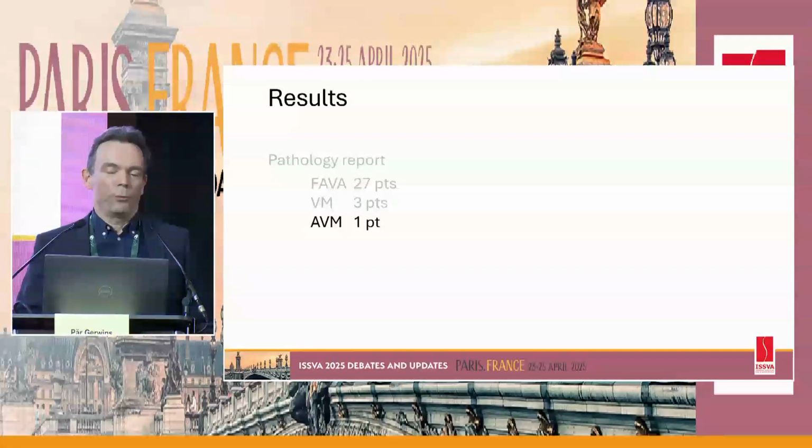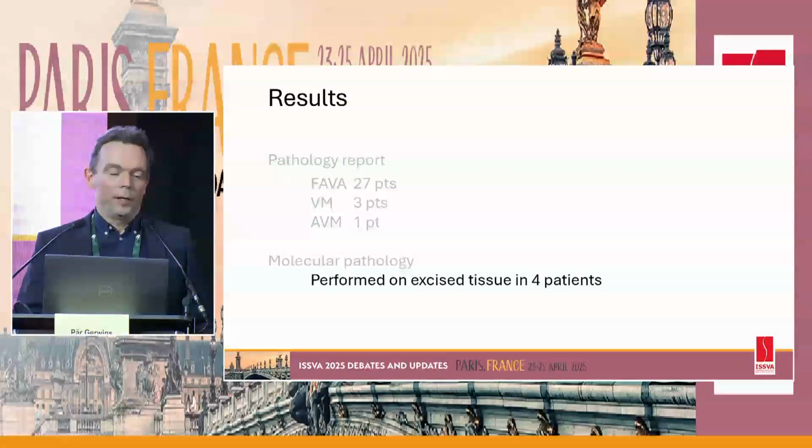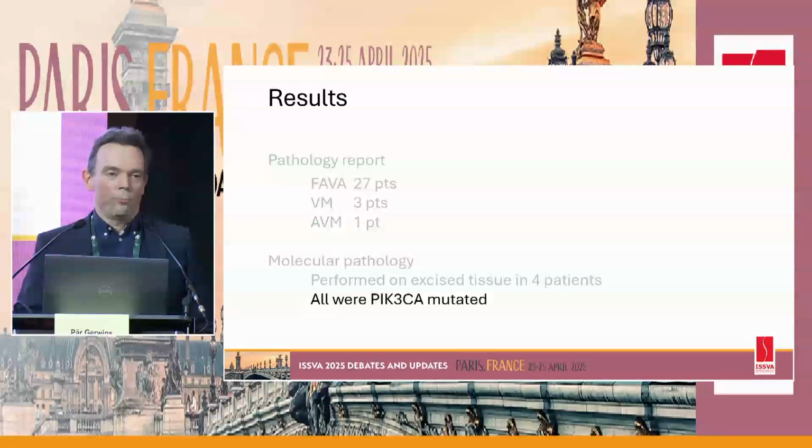And that was a subcutaneous lesion that we did not do the ultrasound on before, so we should have done an ultrasound on that one. Molecular pathology, we didn't send everybody, but the ones we did, which is 4 patients, we have some more coming, they were all PIK3CA mutated.